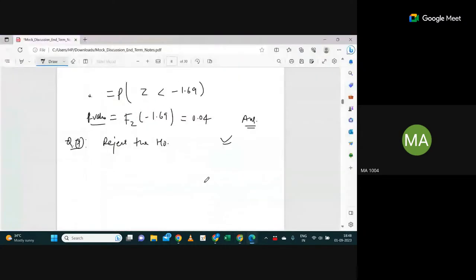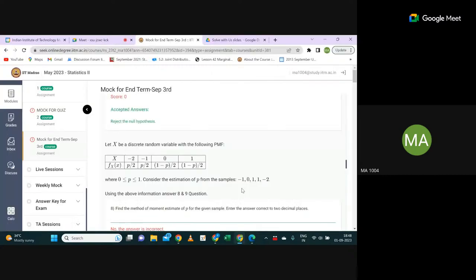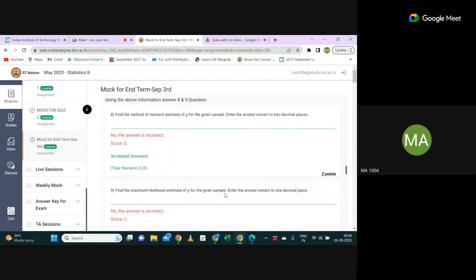So question number 8. It says we are given a discrete random variable with the following PMF: values -2, -1, 0, 1, with probabilities p by 2, 1 minus p by 2, 1 minus p by 2, respectively, for all the values. Now it says that p is between 0 and 1, and we are given 5 samples: -1, 0, 1, 1, and -2 from this discrete random variable. So we have to find the estimate of p using the method of moments and the estimate of p using maximum likelihood. I'm hoping you are familiar with this kind of question.